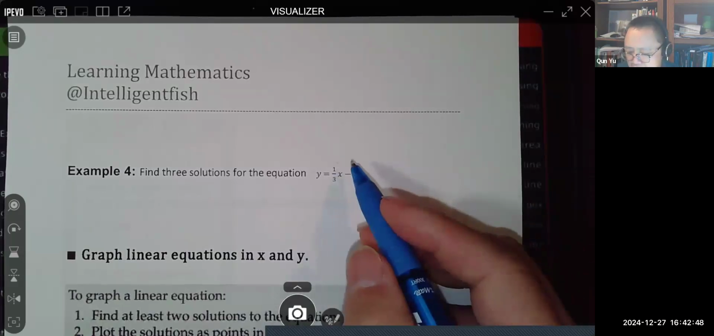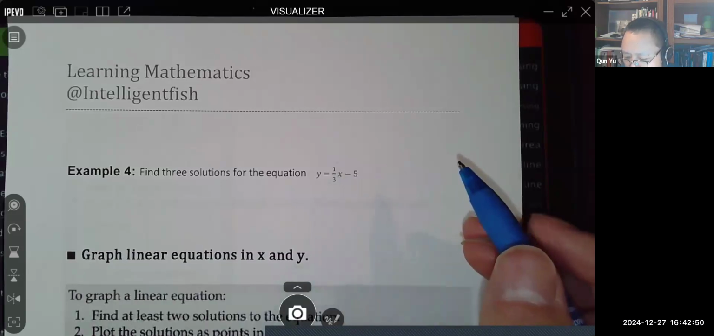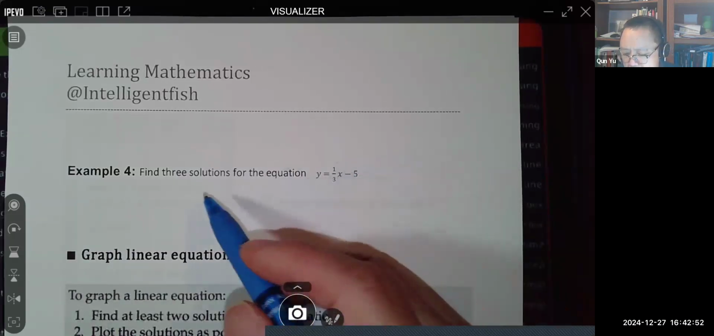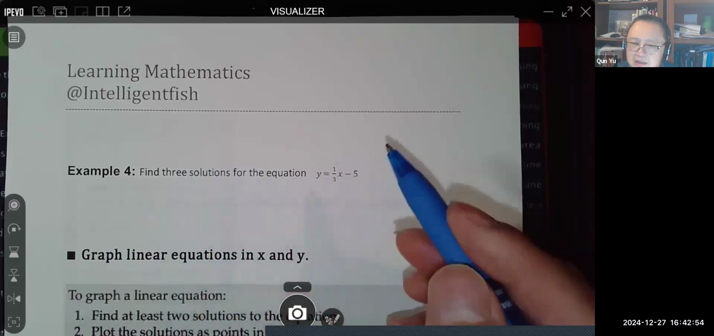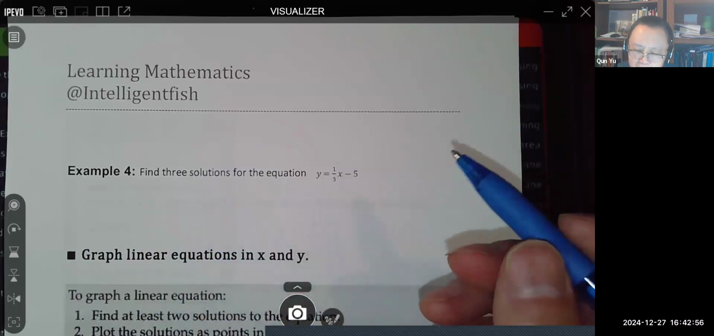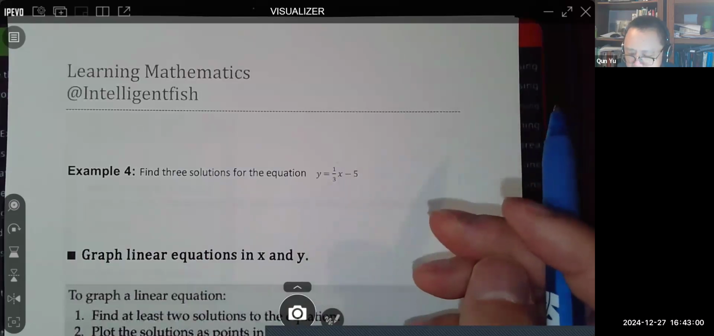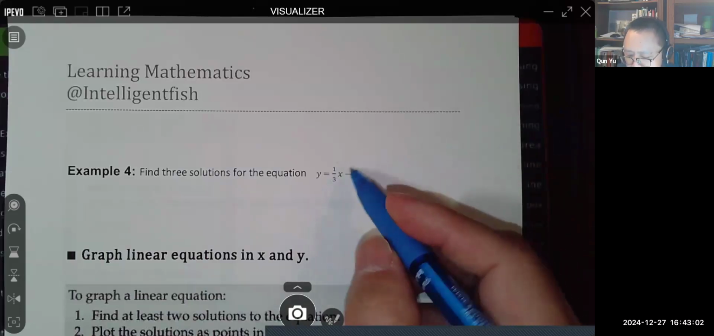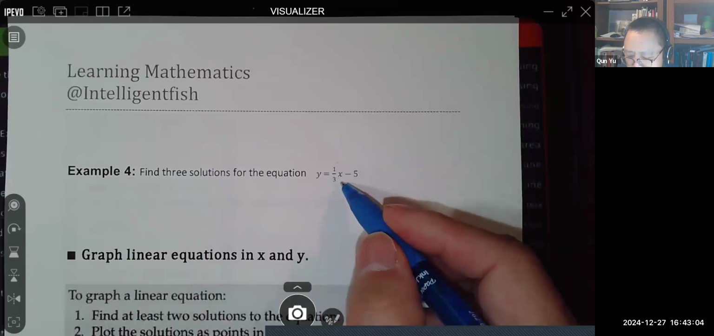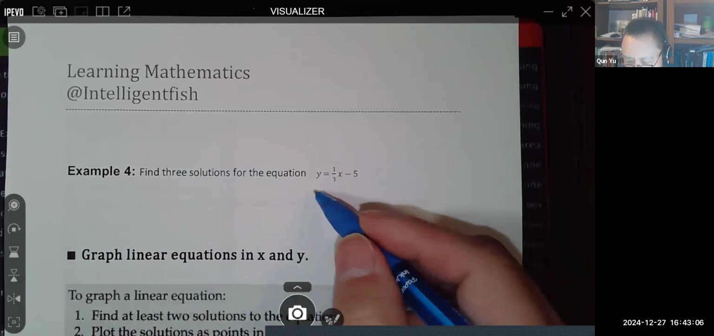So usually we want to find the solutions. This is just finding solutions. It's not about drawing the graph. But the very reason we find the solution is to draw the graph. But in theory, again, you can choose any x value, plug in to calculate y.